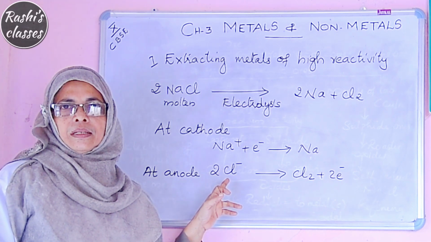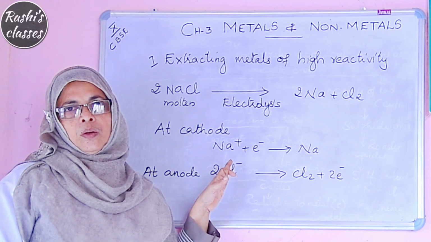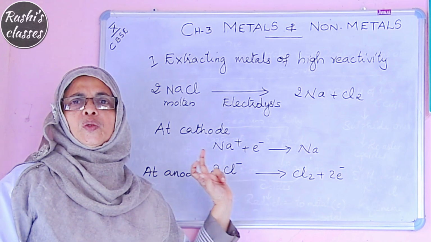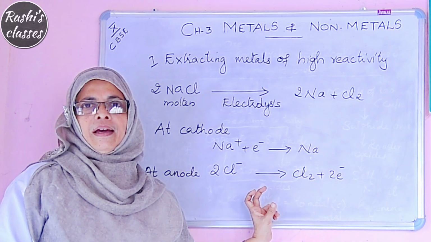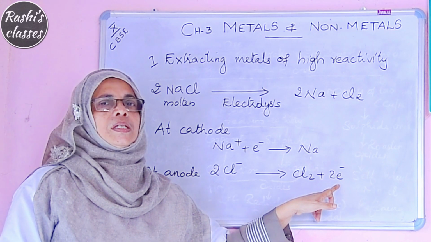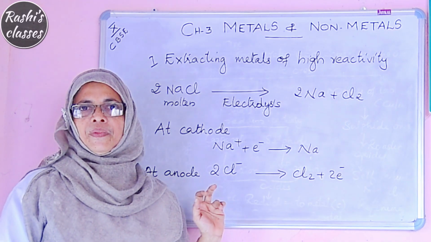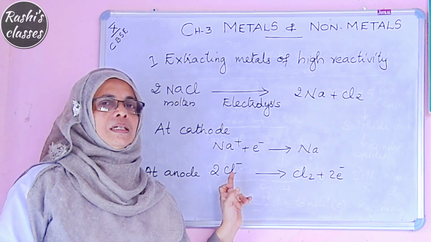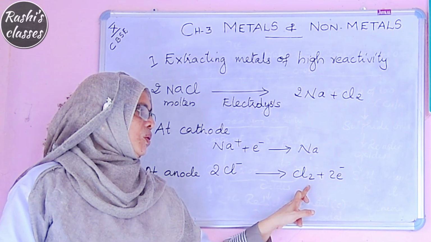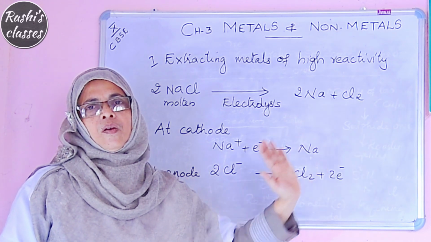Chlorine is in the form of Cl minus ion. So the Cl minus ion moves towards anode. There it changes into chlorine gas and electrons are removed. At anode what happens? 2 Cl minus changes into Cl2 and 2 electrons are sent out.